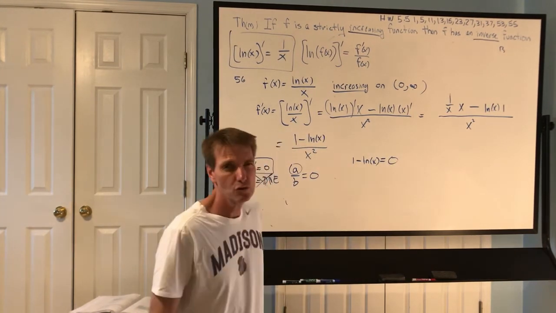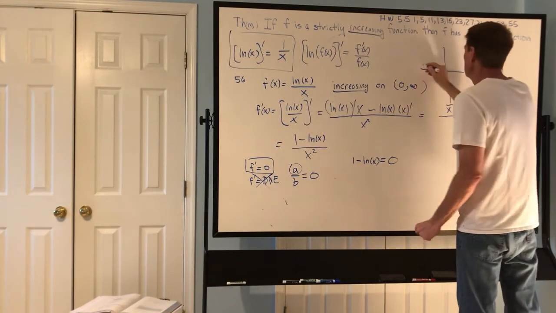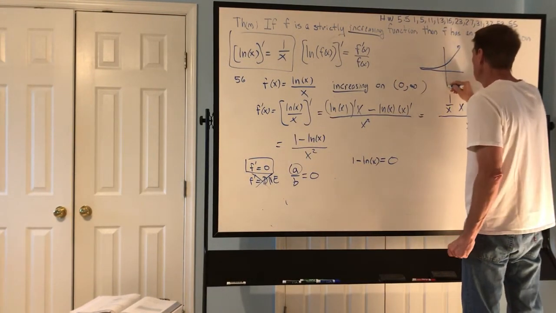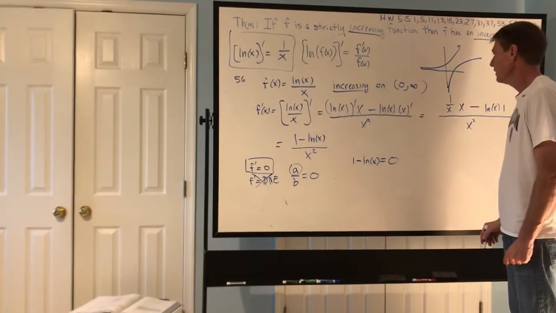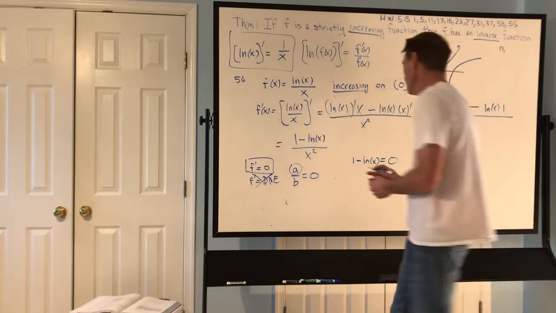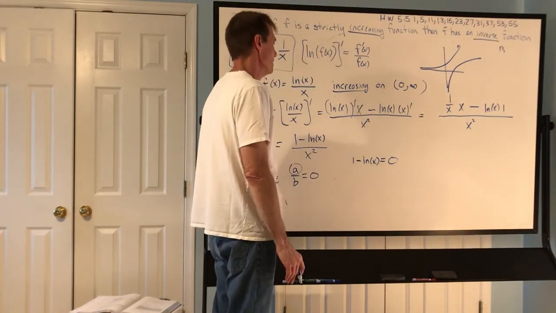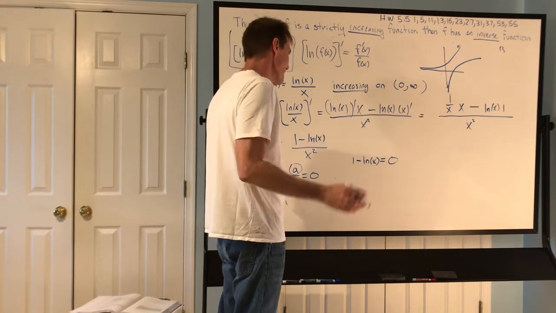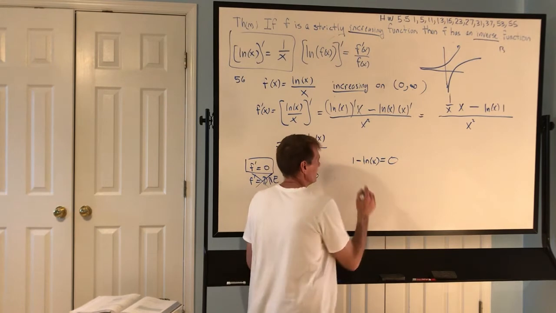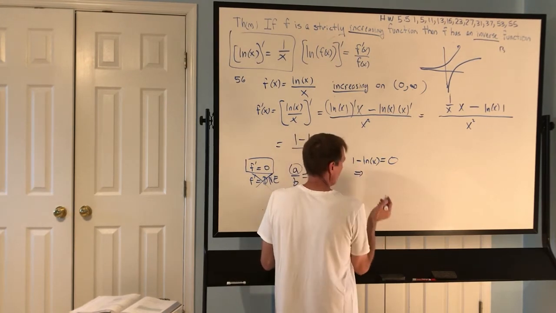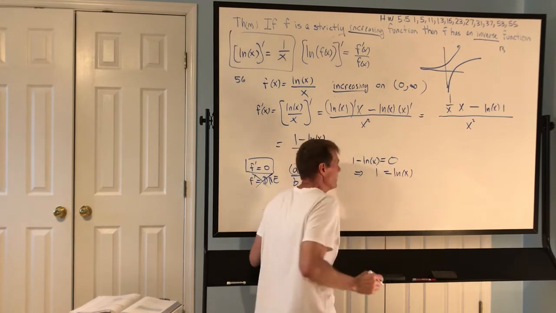You're like, Dr. Warren, could you graph the natural log for me again? Yeah. This is e to the x. That's the natural log. Okay, so I'm asking, when will the natural log of x be equal to 1? When will the natural log of x be equal to 1? You're like, I don't know.